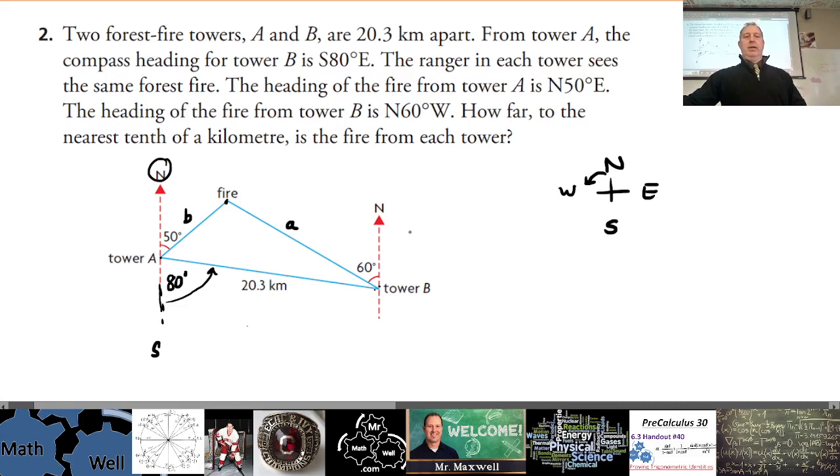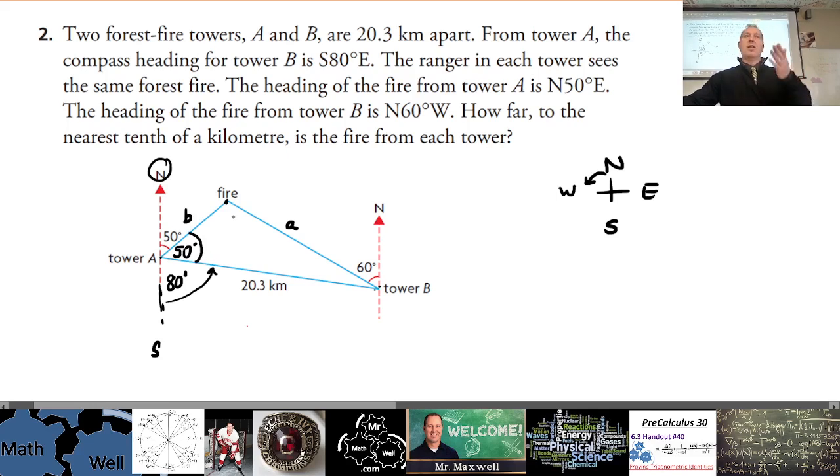So what can you determine that is unknown right now? What can you figure out pretty easily from this diagram? Anybody see anything, Josh? Okay, so the Tower A angle, or the angle between the fire and Tower B here, right? So how do you find that, and what is it? 180 minus 80 minus 50. Perfect. 180 minus 80 minus 50, which gives us 50 degrees. Very good. Okay, so that's great. We know that this is 50 as well.